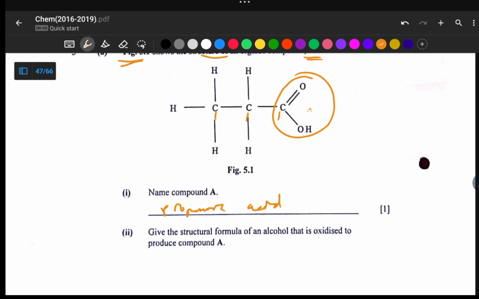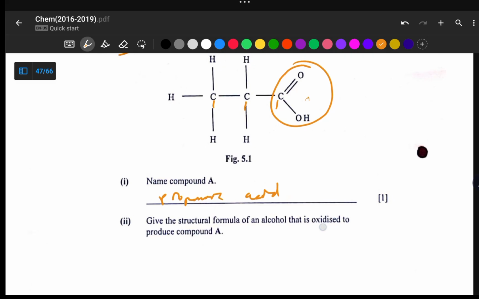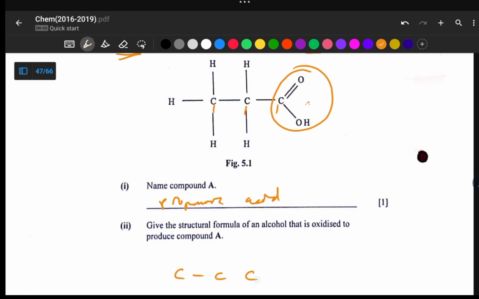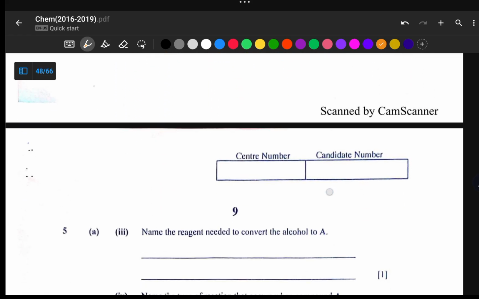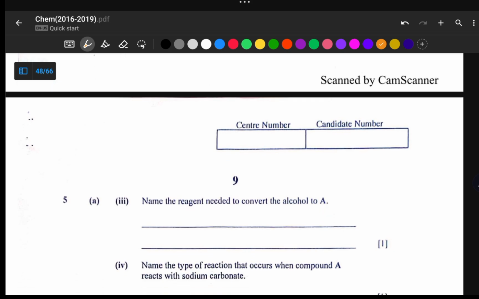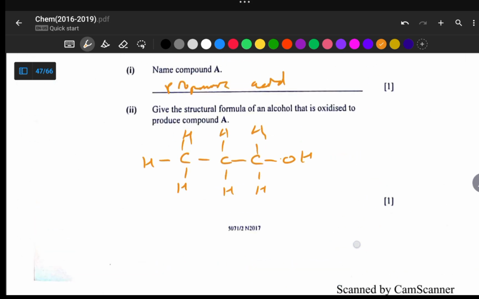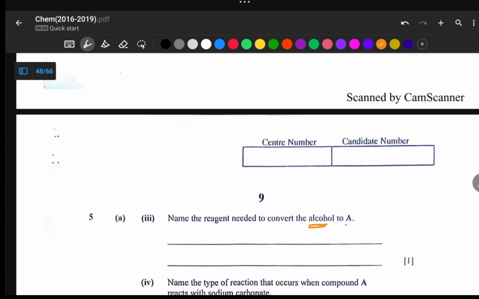And then the next question says give the structural formula of the alcohol that is oxidized to give this compound. So we are having propanol. Then we can add the hydrogen, it's the same as that. Are we together? And then we can go on to the next question, which says name the reagent needed to convert the alcohol to A. So we are going to have oxidation. So we are going to have acidified potassium dichromate, or we can have acidified potassium permanganate.